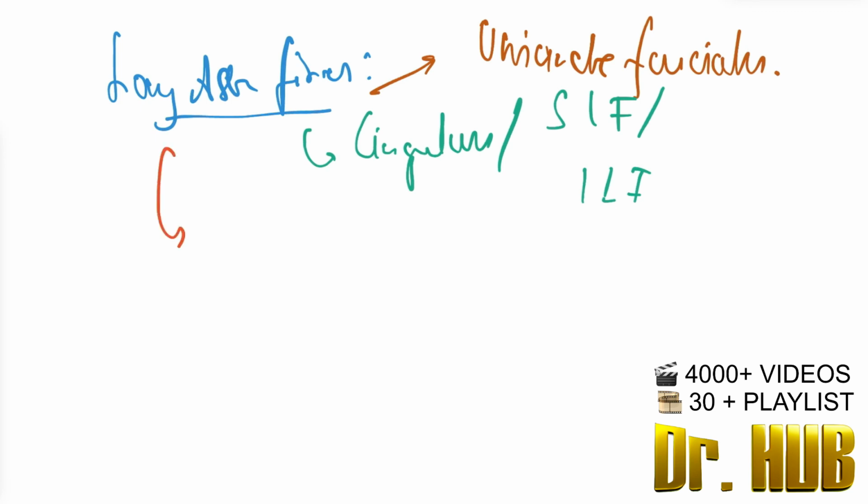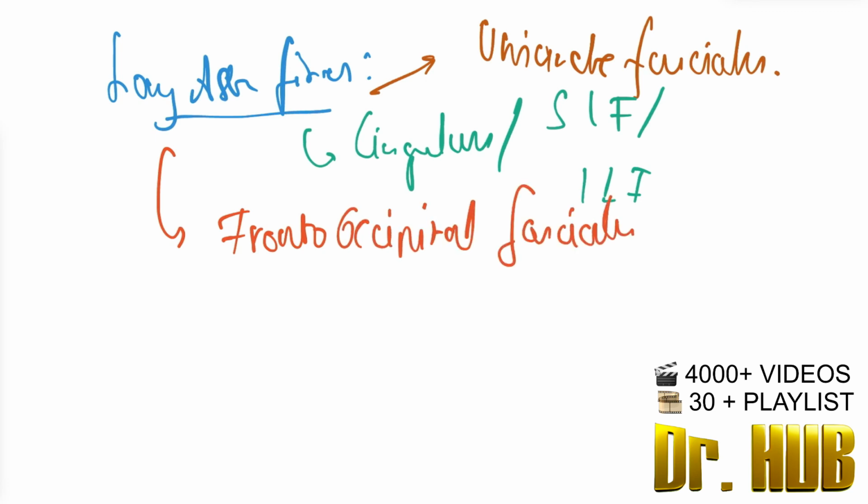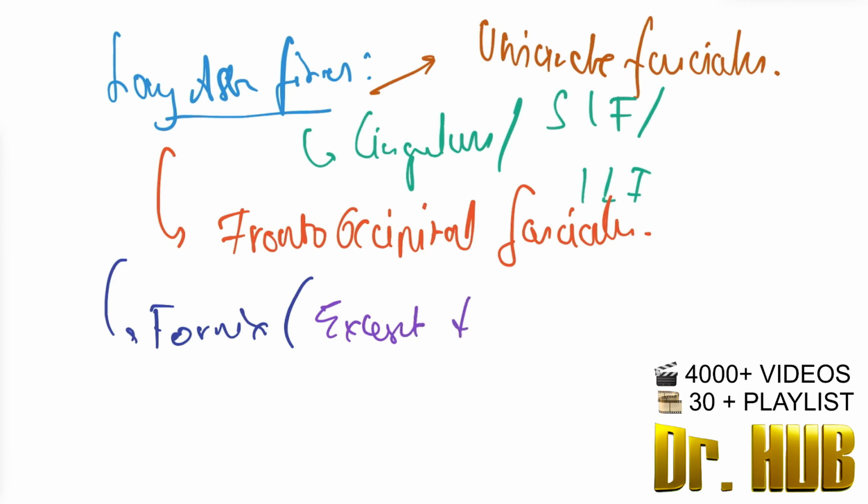Next comes the fronto-occipital fasciculus. And there is also the presence of the fornix. So for the fornix, there is an exception: except the hippocampal commissure of the fornix.